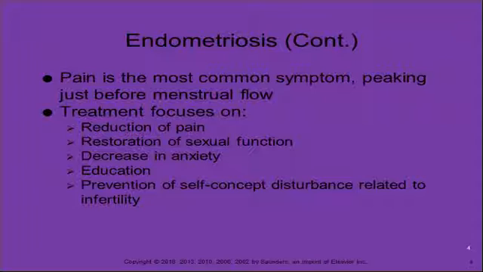Dyspareunia is painful sexual intercourse, and a lot of women have this. They can have painful defecation, low back aches, and again, endometriosis plays a big part in infertility. Also, GI disturbances such as nausea and diarrhea are also common.